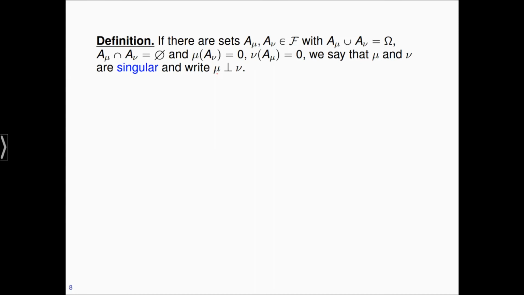So we are going to define when a measure mu is perpendicular to a measure nu. And this is as follows. So if there are measurable sets A_mu and A_nu, such that the union of these two sets is omega, so the whole set, and the intersection is empty, and the mu measure of the A_nu set is 0, and the nu measure of the A_mu set is 0, then we say that mu and nu are singular, and we write mu is perpendicular or singular to nu.